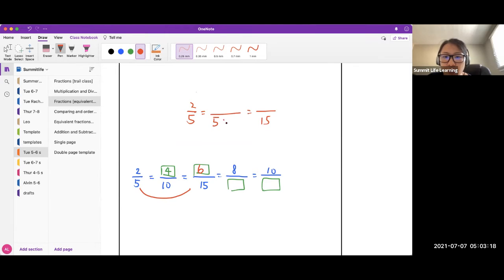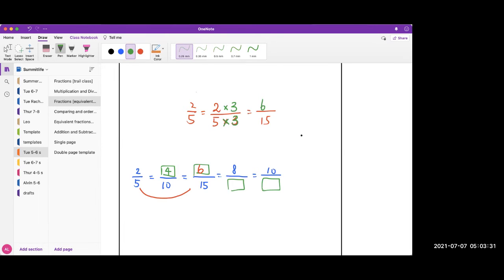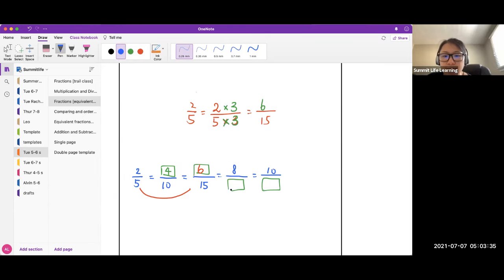5 goes to 15, you need to multiply by 3. Okay. So the top one, because it is a fraction, you cannot change the size of it. You can also multiply by 3. So you will get 6. Equals 6. Okay. So can you tell me if 2 goes to 8, 5 should go to how many?